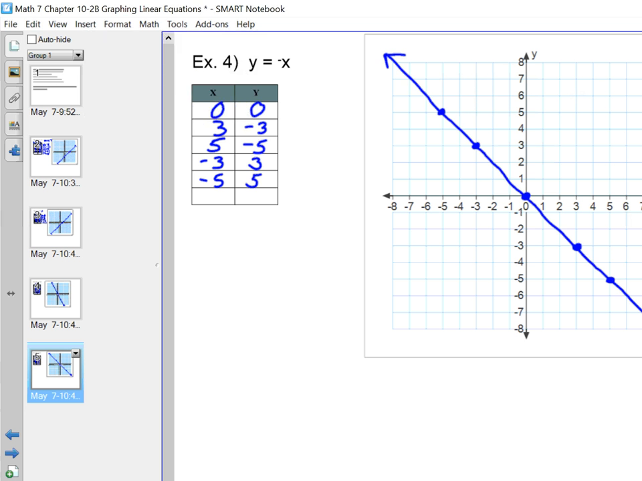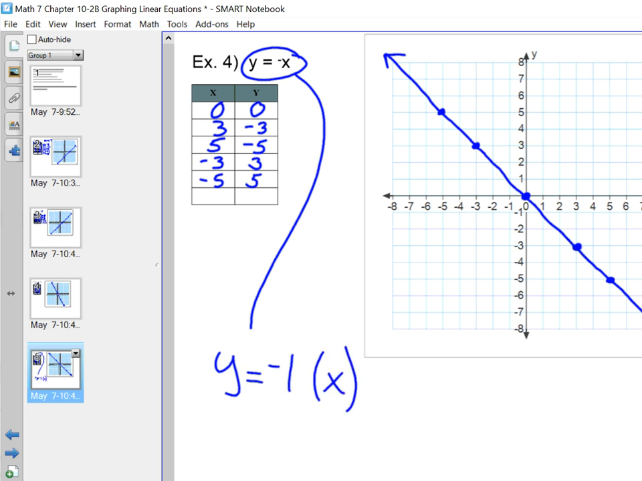Let's see how you did. Remember that what this equation means is y equals negative 1 times whatever value you put in for x, which is why if I use x is 3, I will get a negative 3 for y, and then I graphed. If you need to, hit stop or hit pause, redo the problem, and try it again.